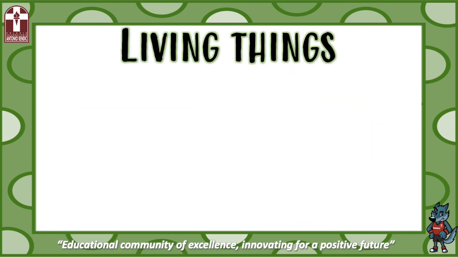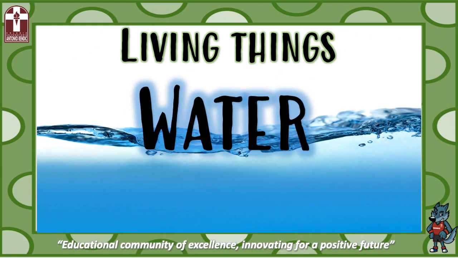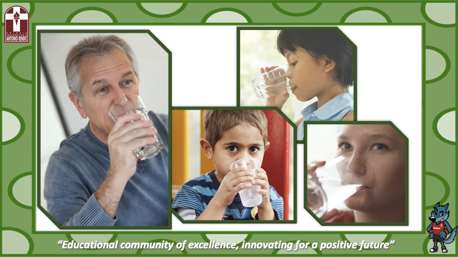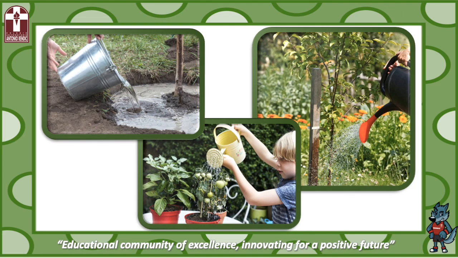But why are humans, animals, and plants living things? Because living things need water. Humans need to drink water. Do you drink water? Animals need to drink water, even the insects. Insects and animals are living things too, and they need to drink water. Plants, trees, and flowers need water too. Do you water your plants?